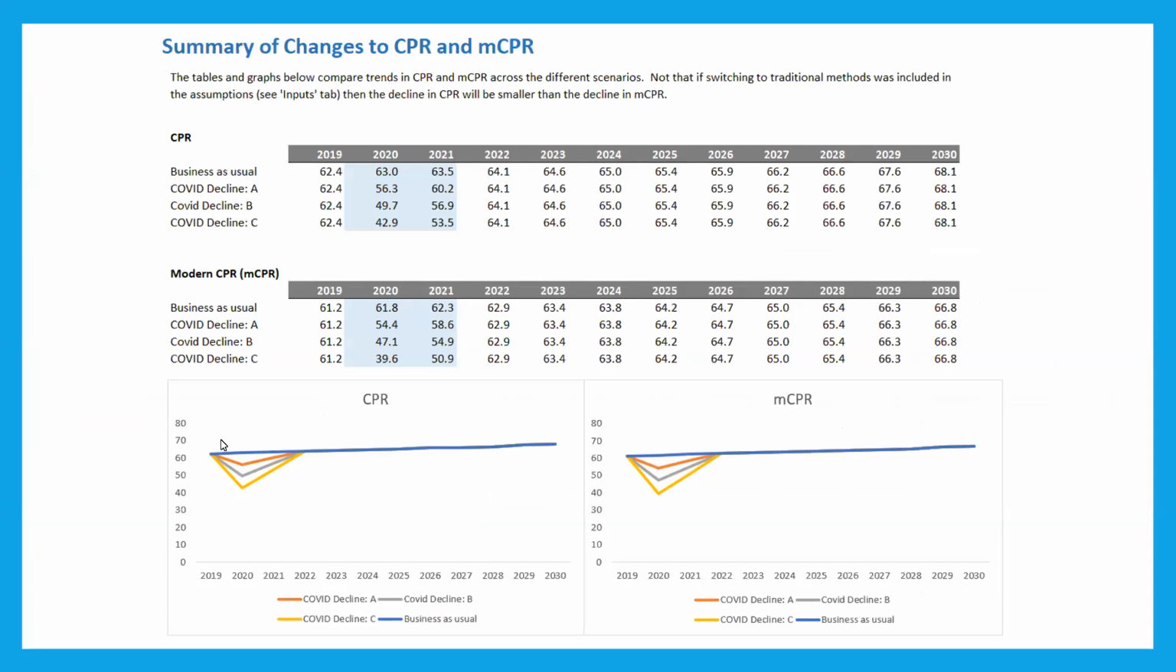And then the tool itself will also then show you the declines in CPR and MCPR that are estimated. And so we can see that in our very kind of severe scenario, that there is quite a large dip in the CPR going from 62% in 2019 all the way down to about 40%. That is a quick overview of the tool.